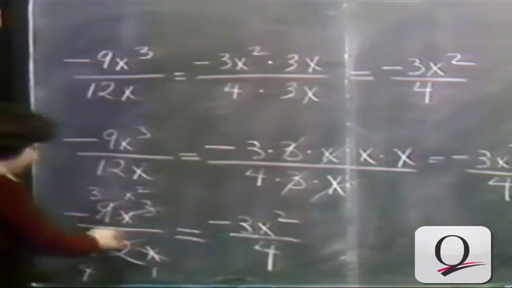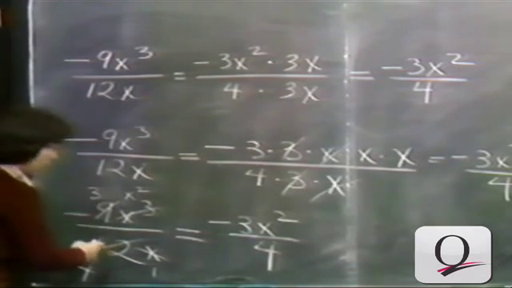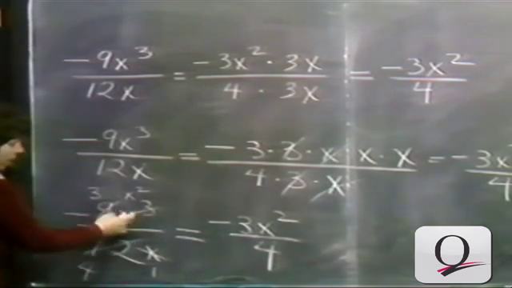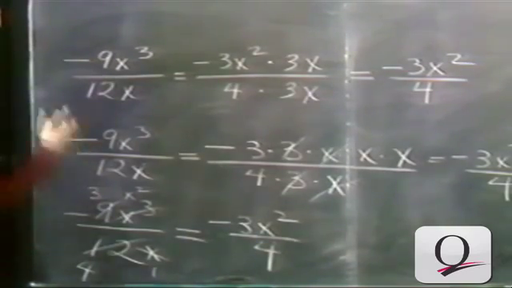Okay, we'll be doing a lot of problems using this idea. First, we took the 3 out of the 9 and the 12, and then we divided top and bottom by x, giving you x squared over 1, and that's your final answer. Of course, you get the same answer all ways.